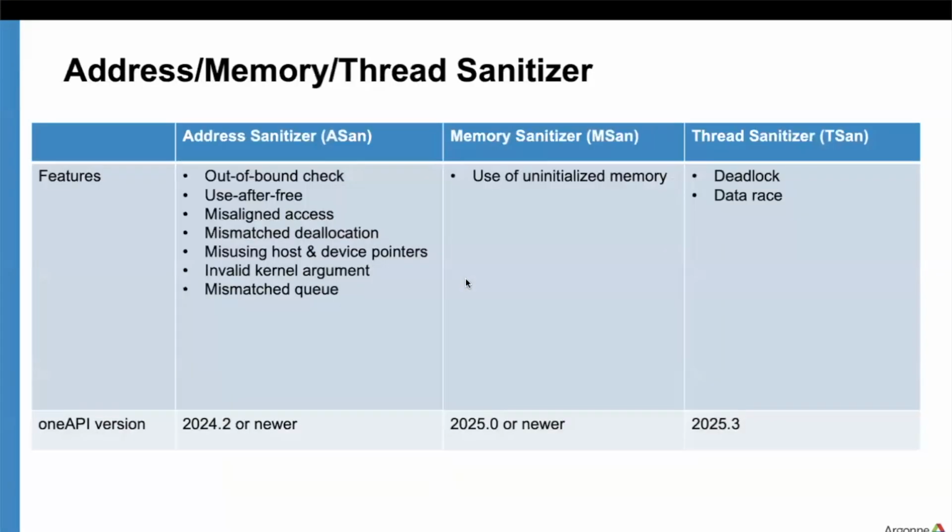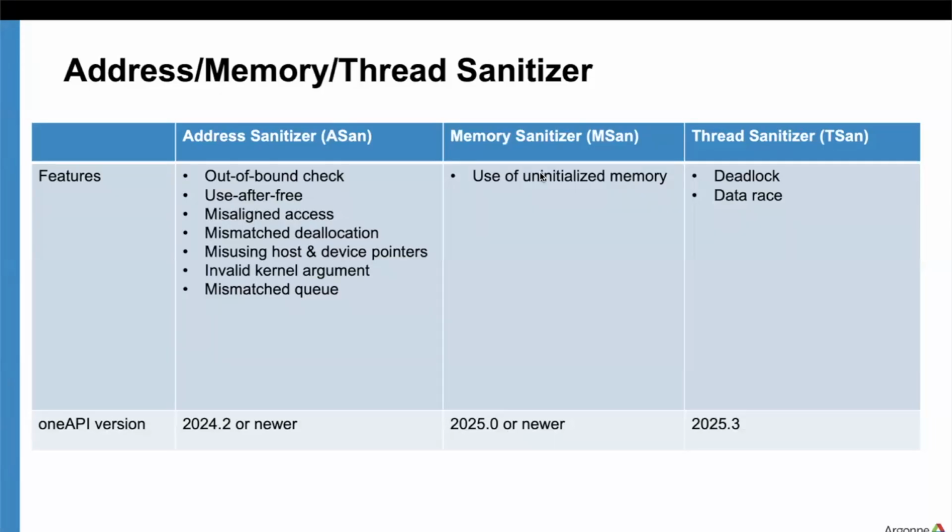So there are three types of sanitizer available on device on Aurora. First, the address sanitizer, we call it ASAN. ASAN can detect out-of-bound access, use after free errors, misaligned access, mismatched allocation, misusing host and device pointers, invalid kernel arguments, and mismatching queues. And I'm missing some, but it also checks for memory leaks as well. This feature is available with the 24.2 oneAPI or newer version. Right now, 25.0 is the default, so you can use ASAN with the default oneAPI.